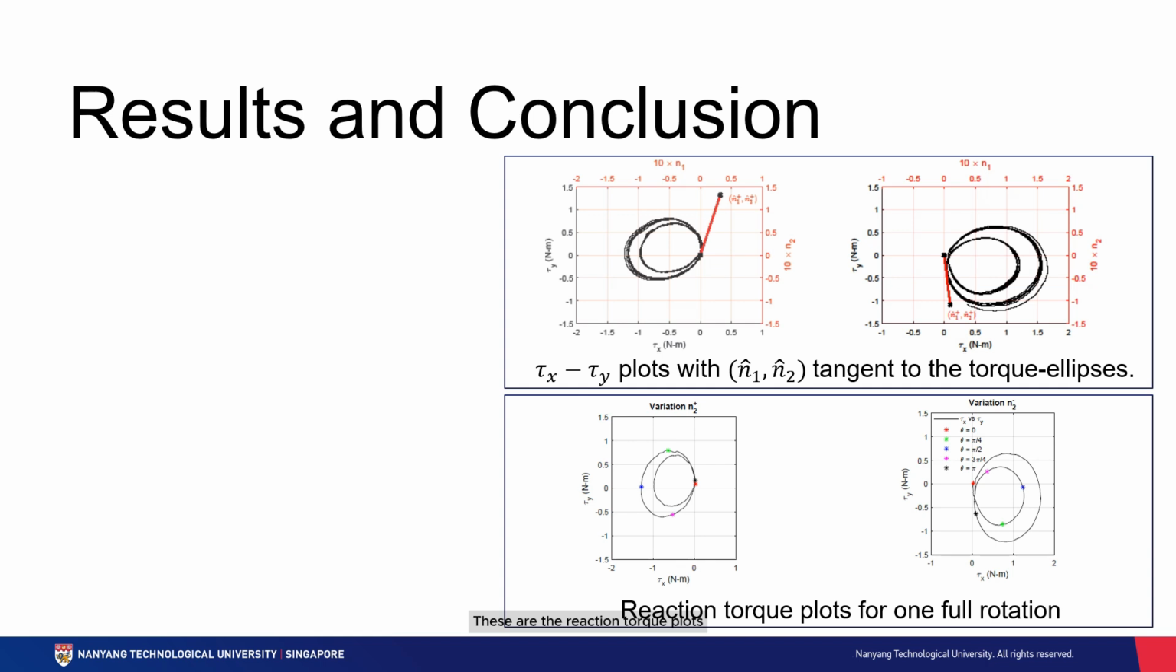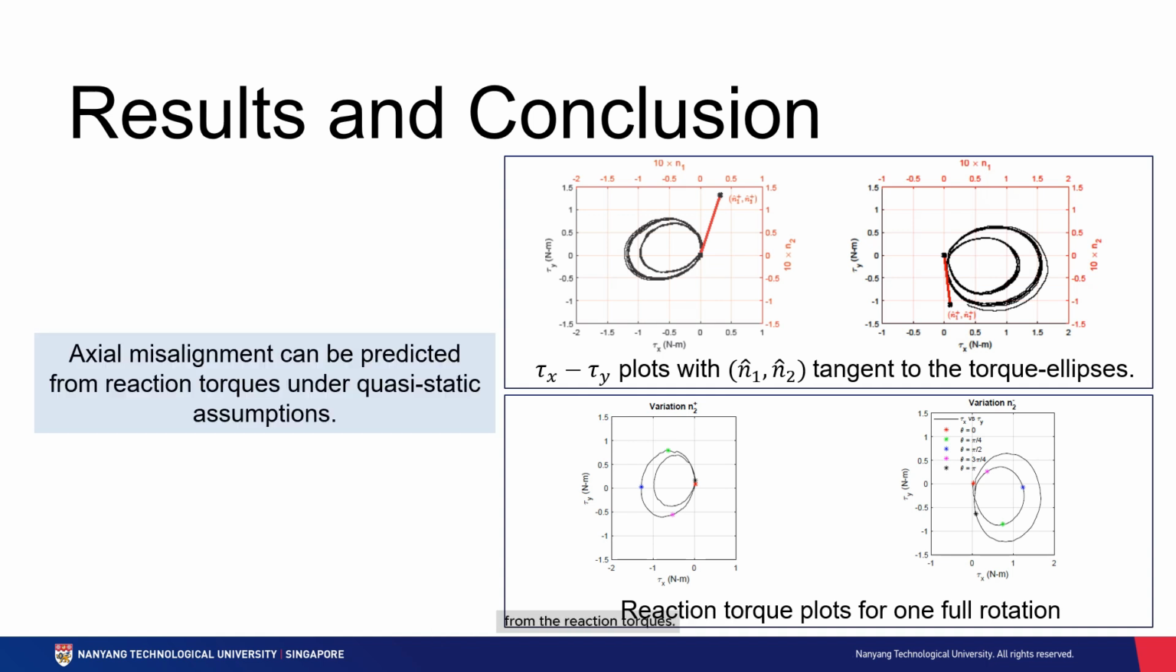These are the reaction torque plots obtained from the experiment, which validate the three geometric features which were talked about earlier, very similar to the simulation results, and we can say that under quasi-static assumptions, axial misalignment can be predicted from the reaction torques.